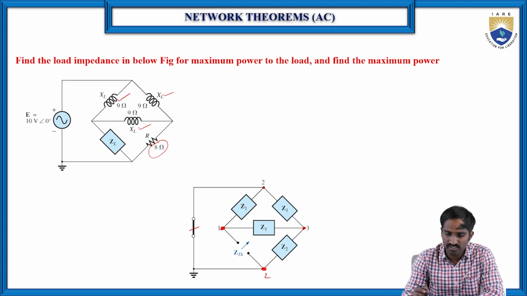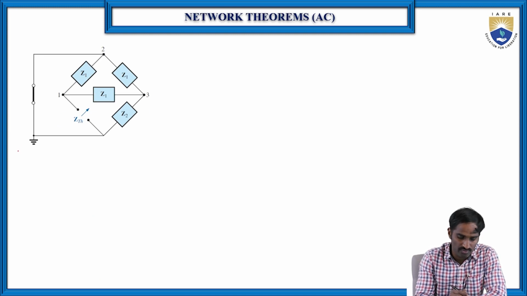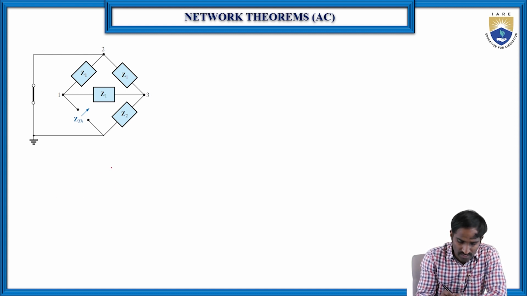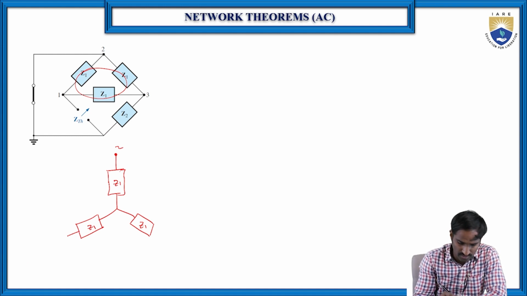So now we need to first convert this delta network into the star. If you convert the delta network into the star, then the network will be like this. Because all impedances are the same, here it is Z1. Then here, one more Z1, and here one more Z1, because this delta we are converting into the star. Okay, fine, of course this is terminal 2, and here in between, terminal 1 is there.